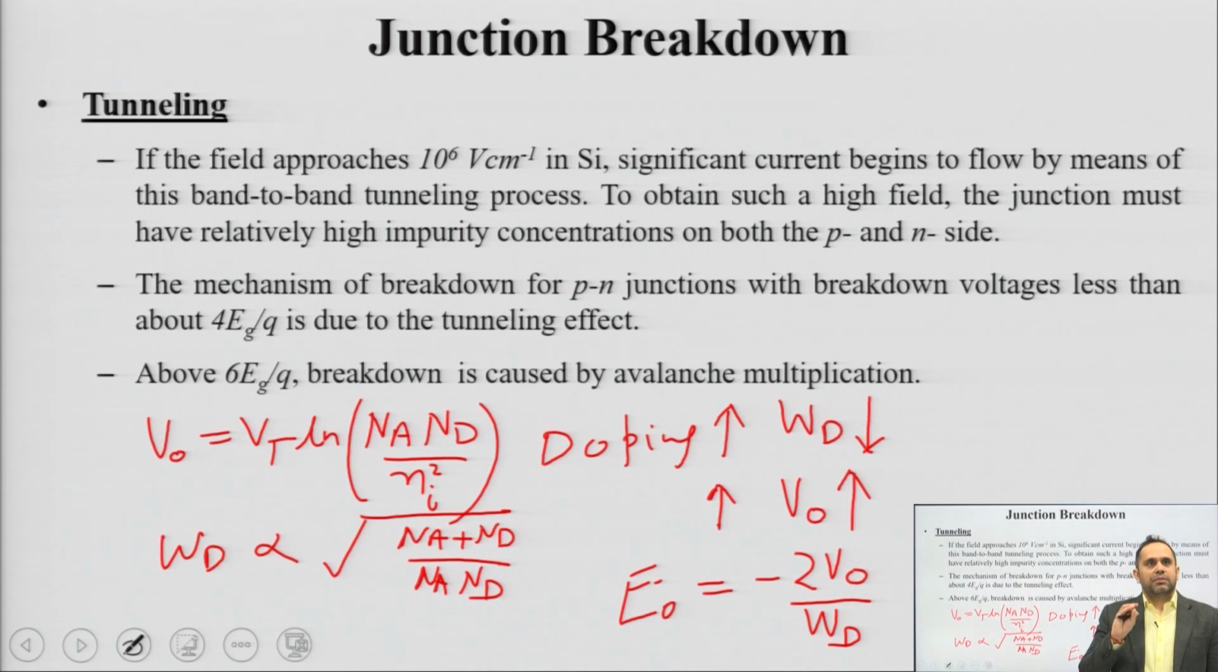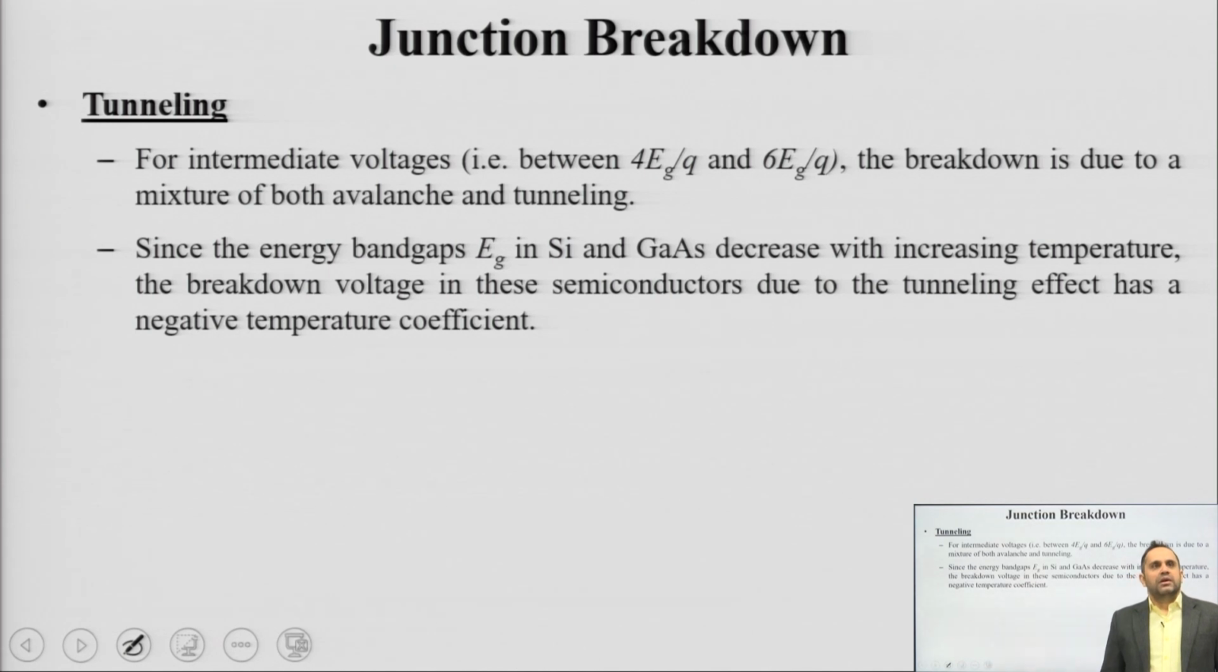Okay. Breakdown voltages generally less than about 4 Eg by Q are due to the tunneling effect. So, the reverse voltage at which breakdown happens also reduces. Okay. For breakdown voltages higher than 6 Eg by Q, we are generally referring to avalanche multiplication. So, at intermediate voltages between 4 Eg by Q and 6 Eg by Q, both mechanisms can coexist, right.